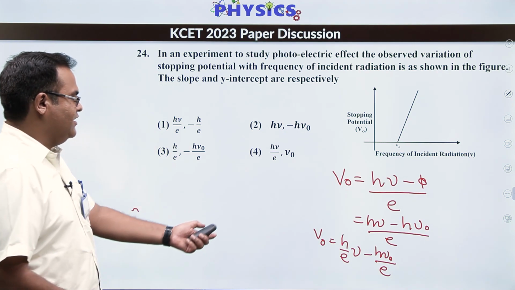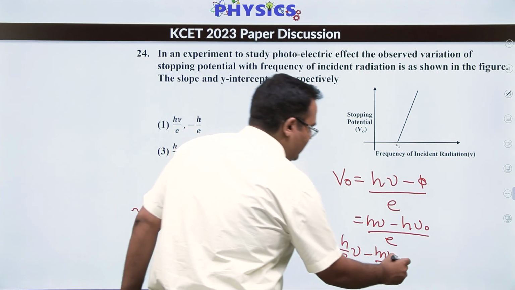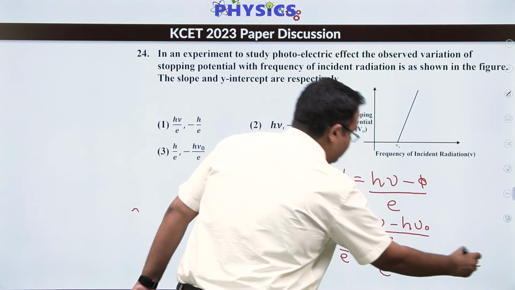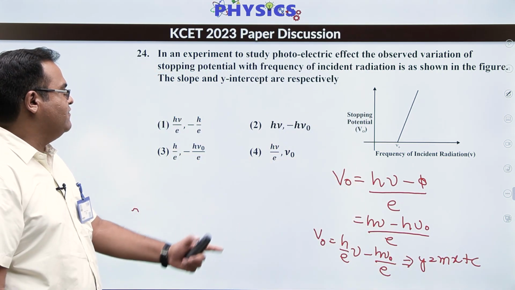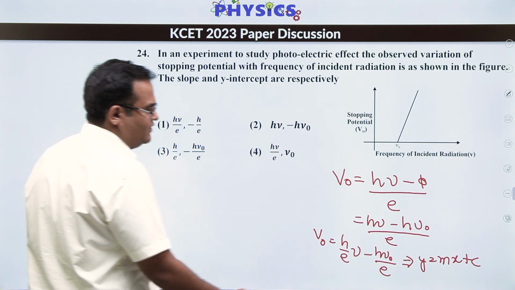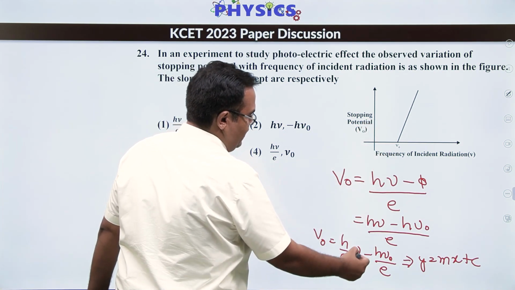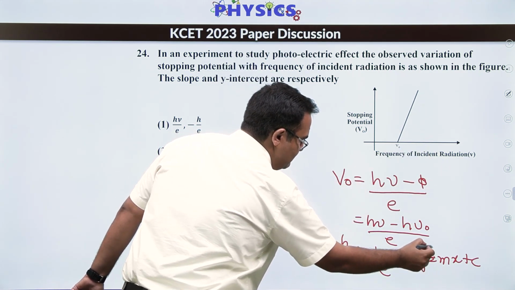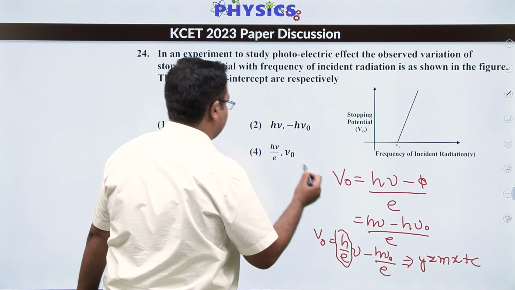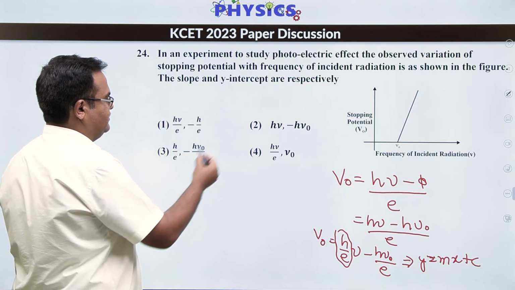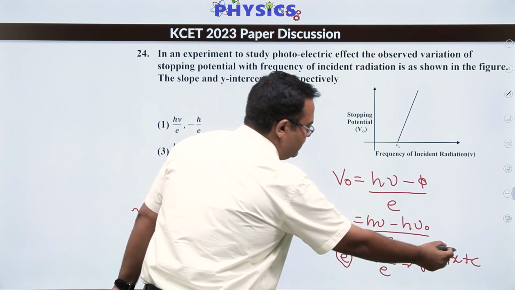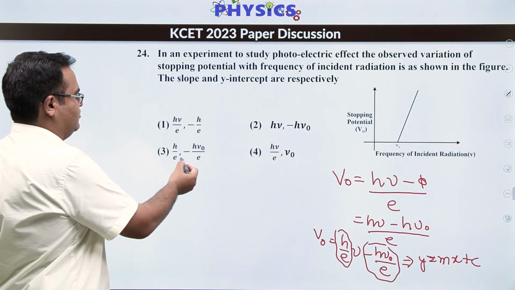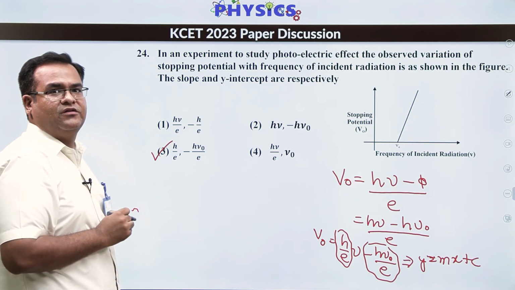Now, because it is clearly a straight line equation, it can be compared to y equal to mx plus c, where m is the slope and c is the y-intercept. One can clearly see V naught is along the y-axis, frequency is along the x-axis. So, slope will become h by e, which is in option 3. We can also confirm that the y-intercept c is minus h nu naught by e, which is also there in option 3. So, answer should be 3.